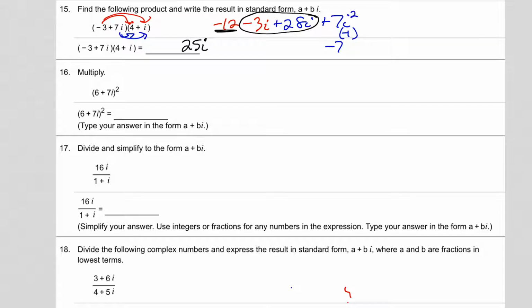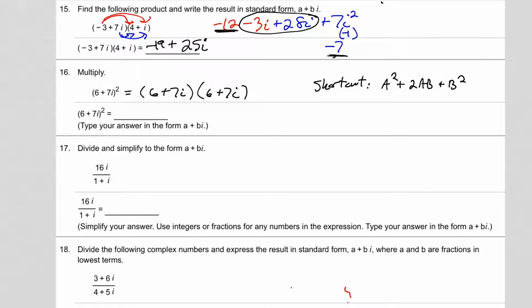And then you got negative 12 and negative 7, which makes negative 19. So this one's the same thing. Actually, you can use a shortcut if you want. You can expand this out, or just use a shortcut. The shortcut would be a squared plus 2ab plus b squared. That's just saying square the first term, square the last term, and in the middle you're going to get the same thing twice, so that's why they put a 2ab.